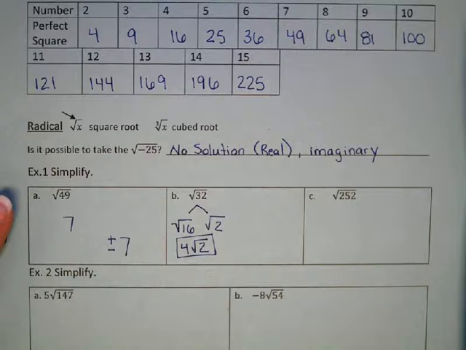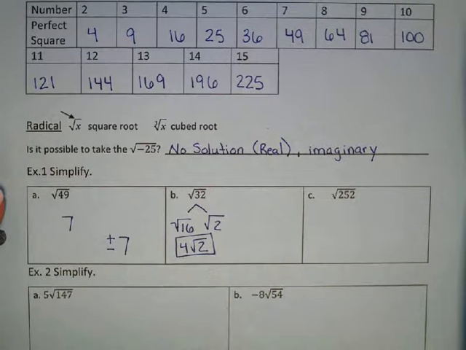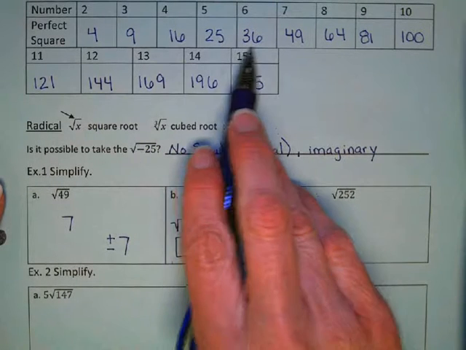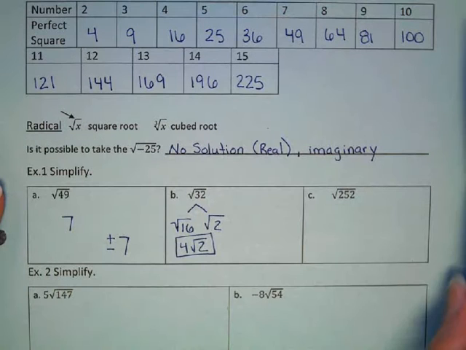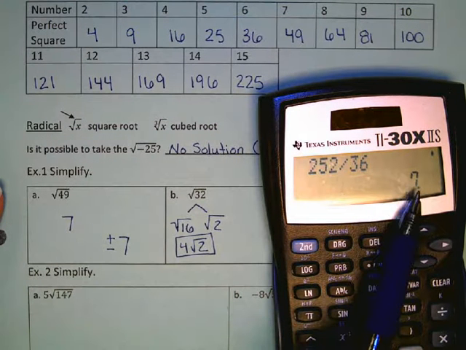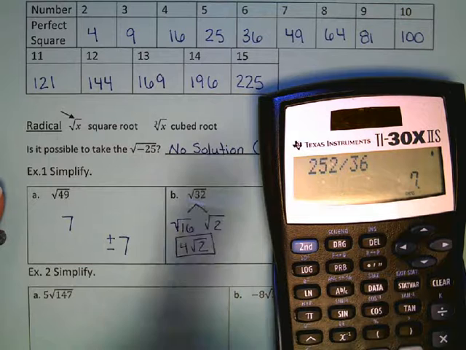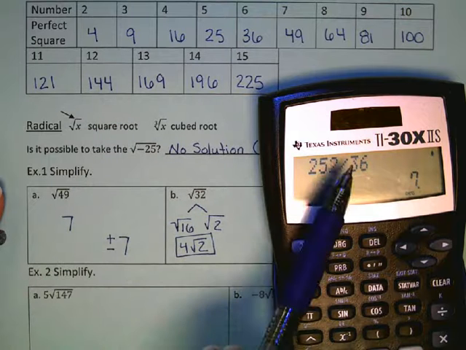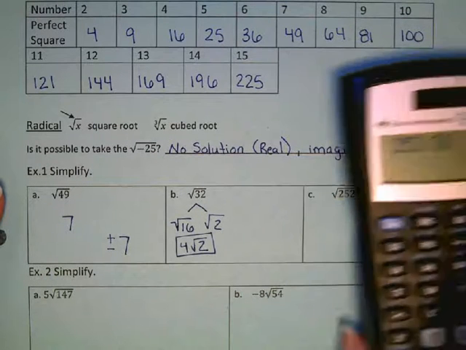Let's try the next one. 252 divided by 36. I'm just going along these numbers right here. Well, if you divide 252 by 36, you get 7. And 7 can't be divided by any of these blue numbers. So, 36 and 7 are my pair that we're going to break this down to.